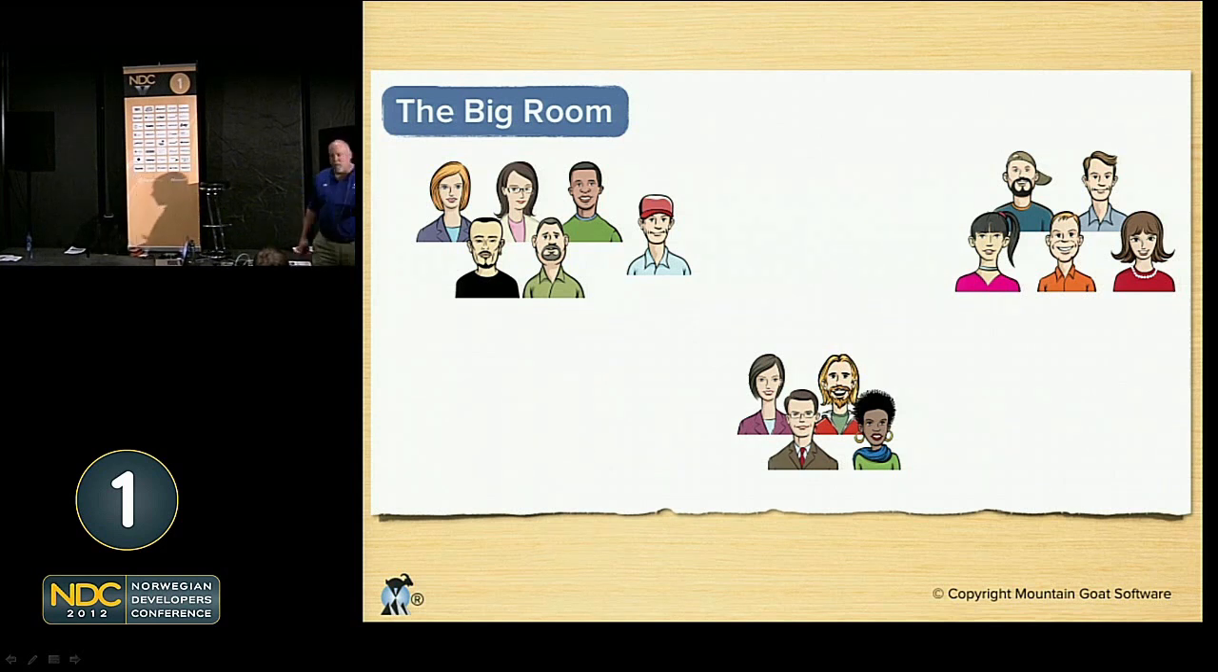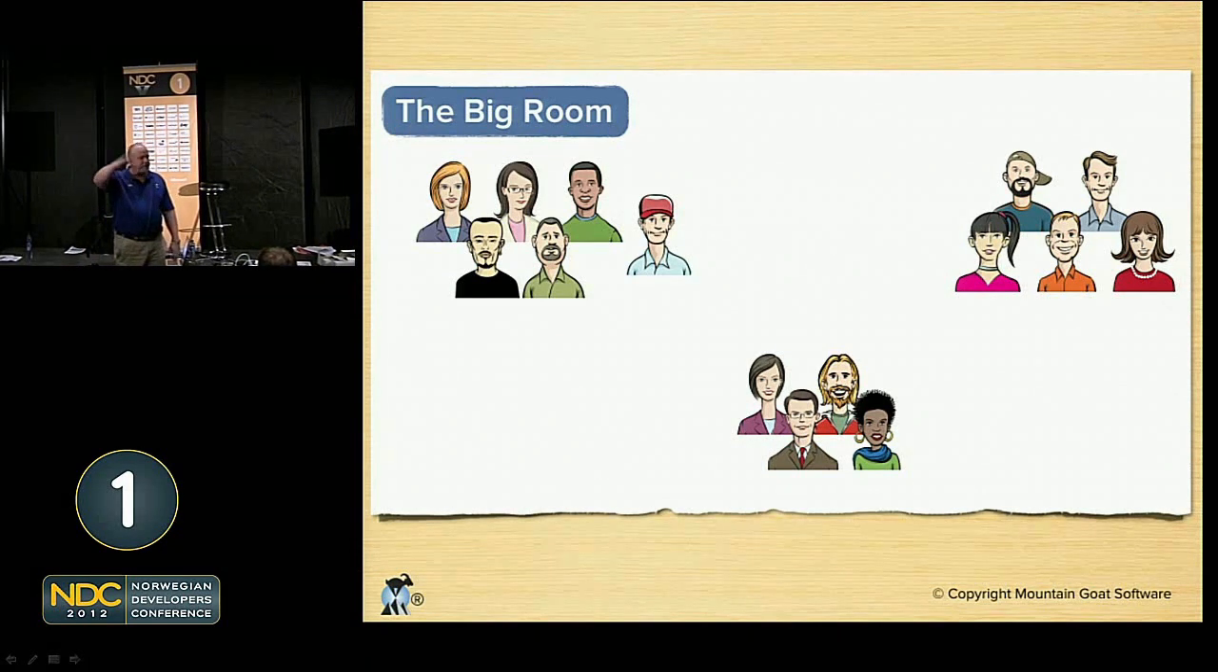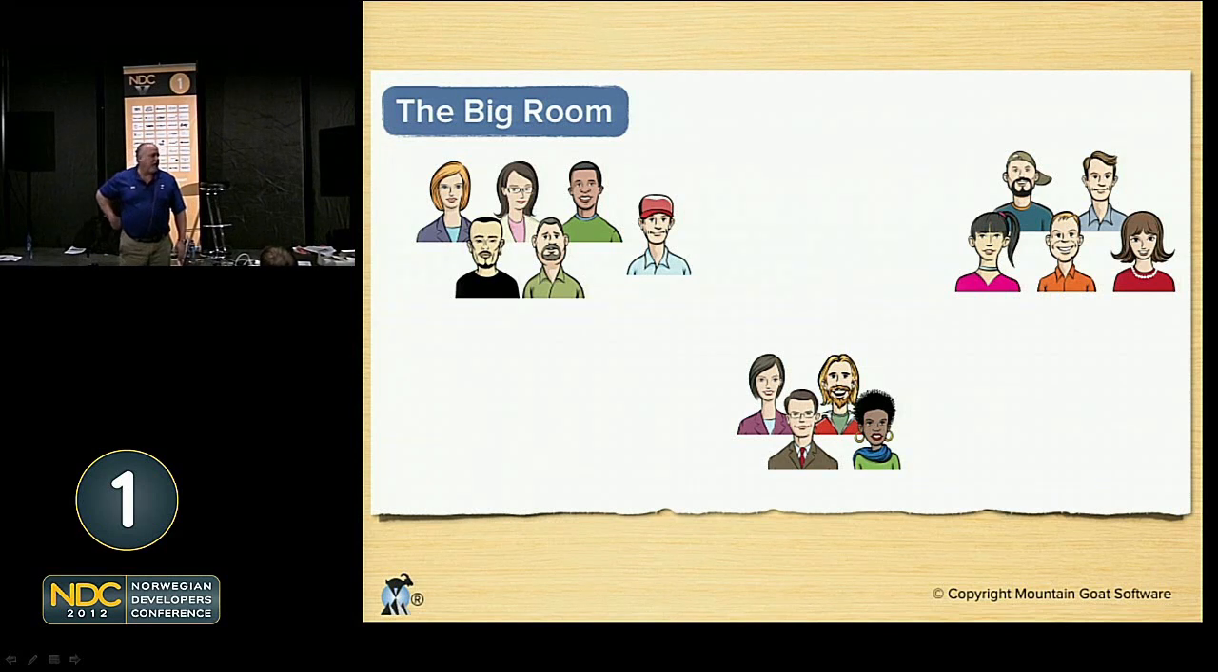So let me describe what we're talking about here. What we do is bring all the teams together into a room. Now let's assume we're all co-located for a moment. We've got our entire project here in Oslo. So we're going to get a big room that holds 50 or 100 people, whatever we have on the project.